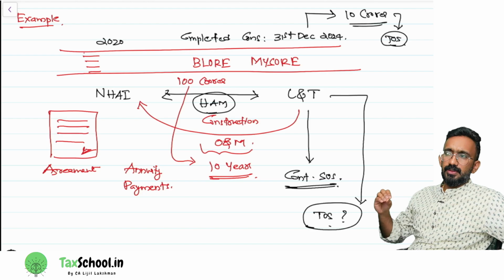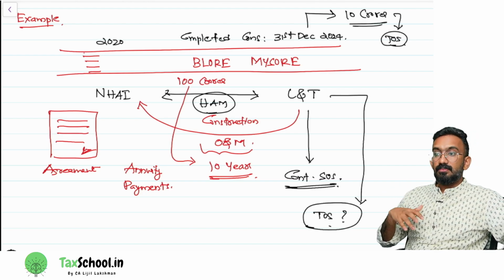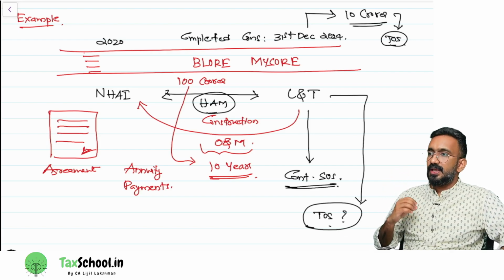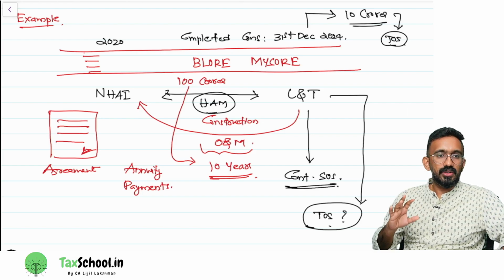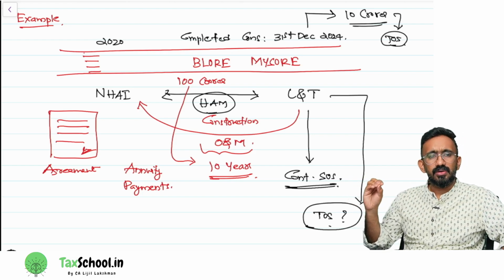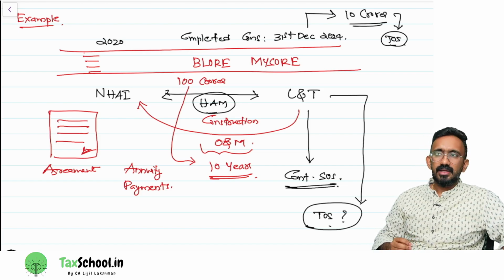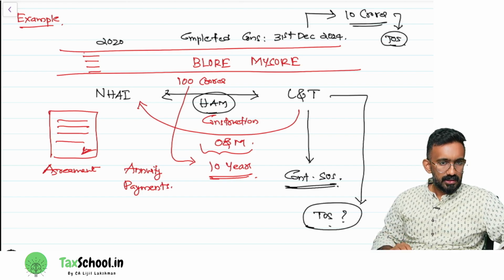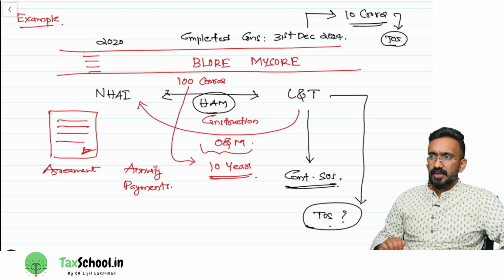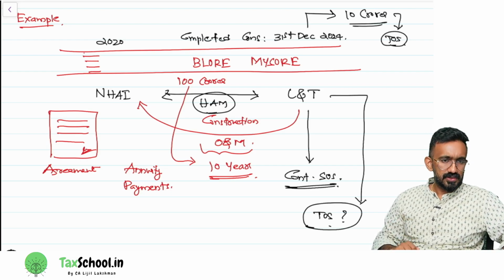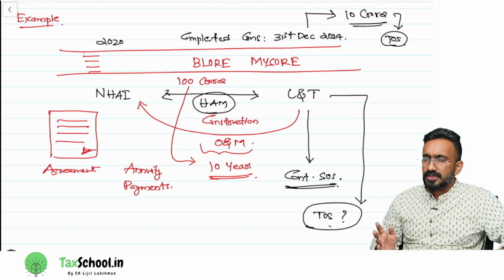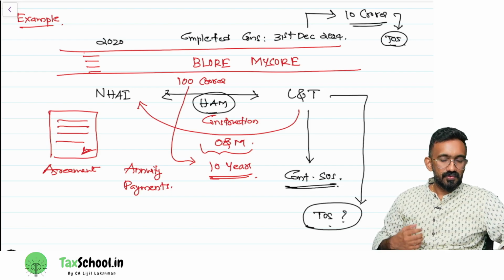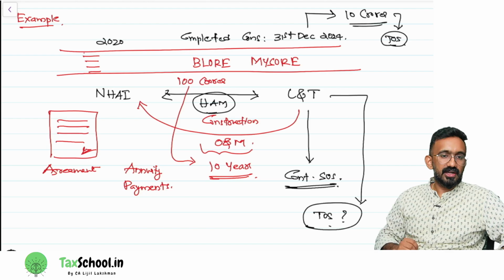What is a hybrid annuity model? There are multiple models that the government uses for construction of roads. In the hybrid annuity model, the National Highway Authority will go to, say, a construction company called L&T. They tell L&T, I want you to construct the Mysore Bangalore highway. You can take, say, 4 years to construct this. After constructing this, I want you to maintain this road for 10 years more. So 4 plus 10, a 14 year contract I'm writing.